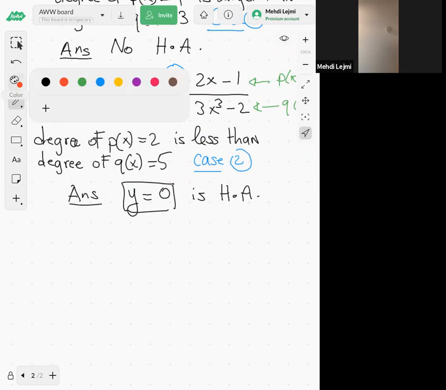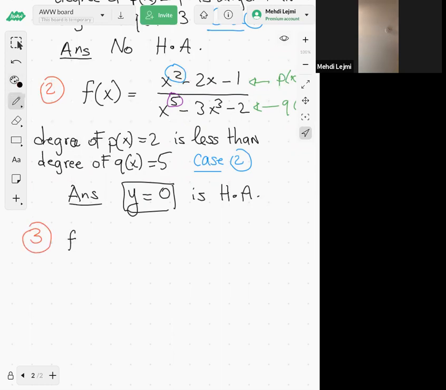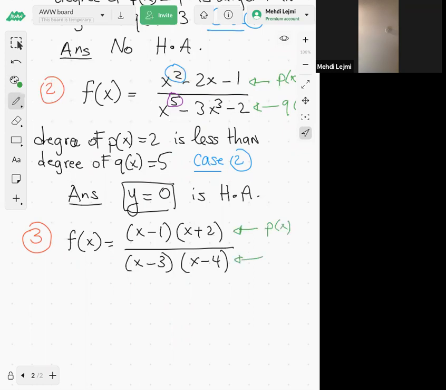But anyway, the third case: let's say f of x is equal to x minus 1 times x plus 2 over x minus 3 times x minus 4. All right, guys, question: what's the degree of the top here? What will be the degree of p of x? Any guess? What will be the degree of the top?